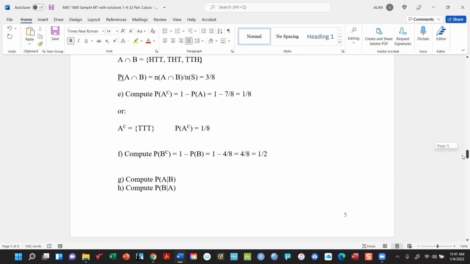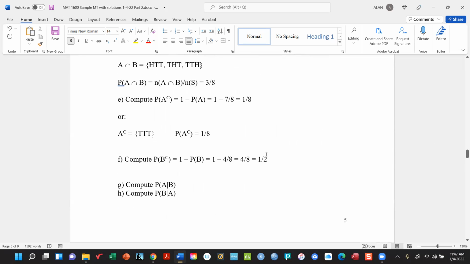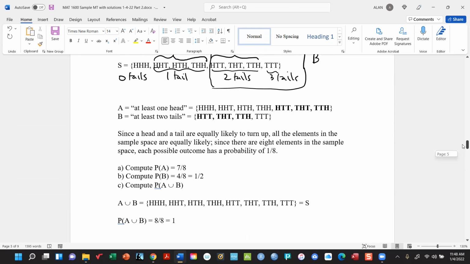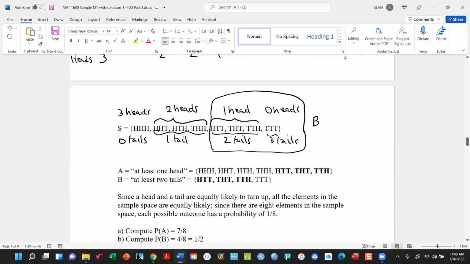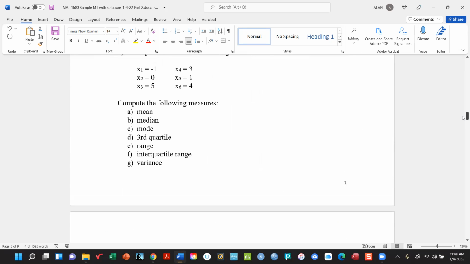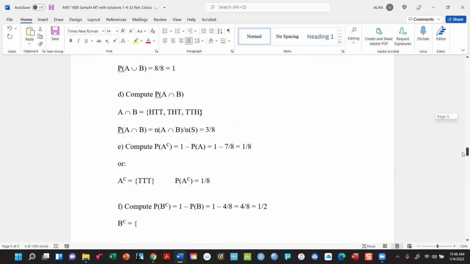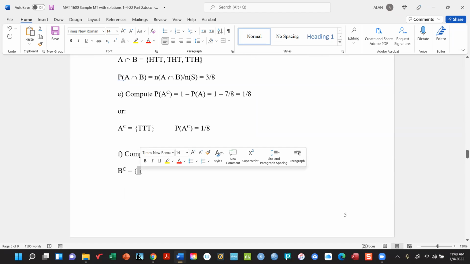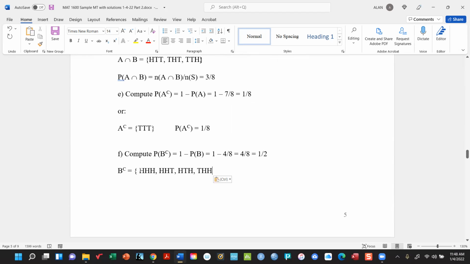All right. Now the B would be a little trickier. B complement, and you can see again why this might not be the best way to go. Let's see, what is missing from B? B is anything with 2 tails. So these first 4 are the complement of B. These are all the cases where we have 1 tail or less. And so you can see it has to be 4/8.